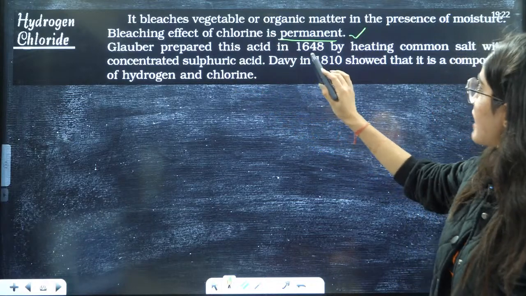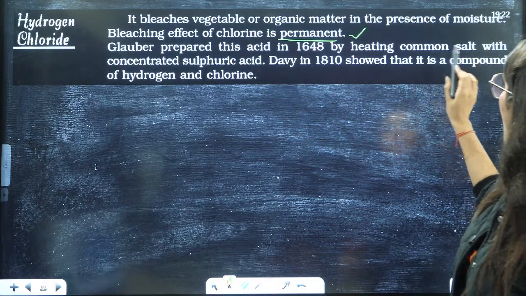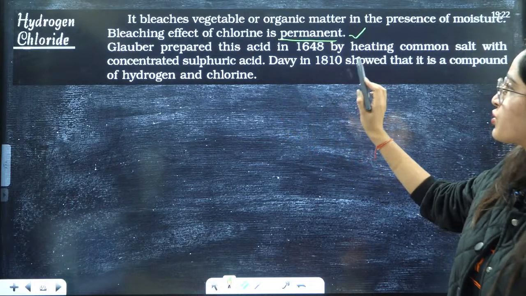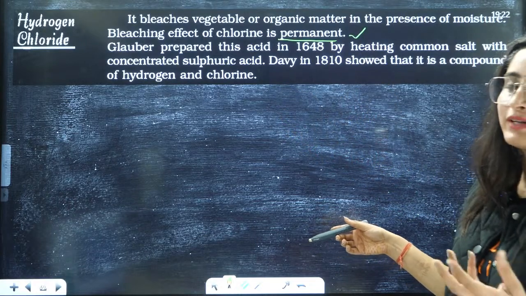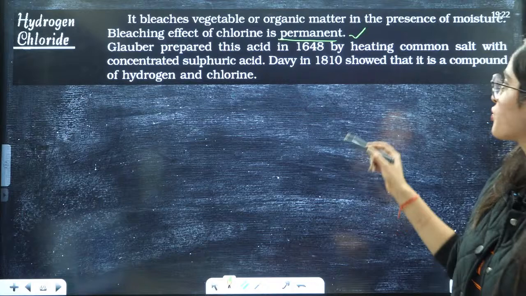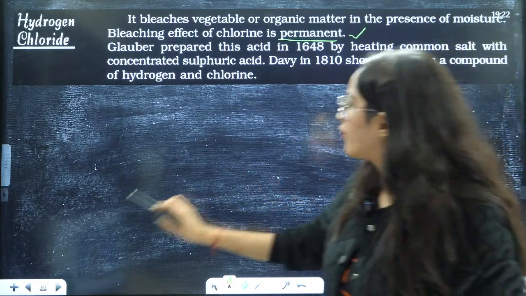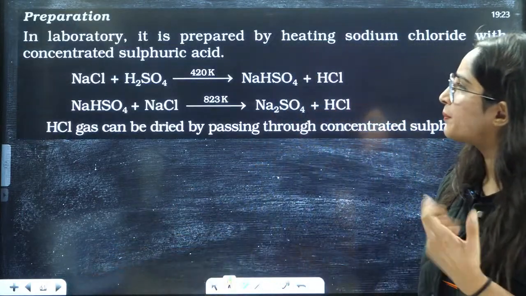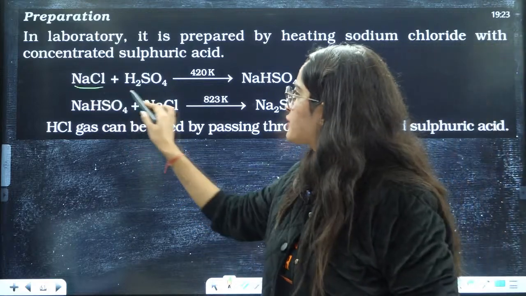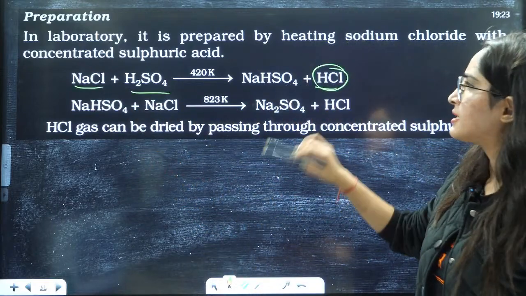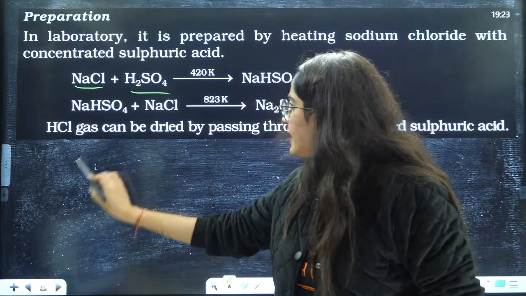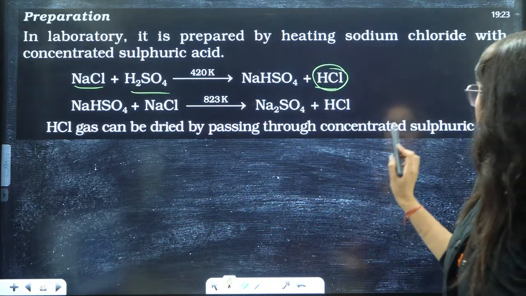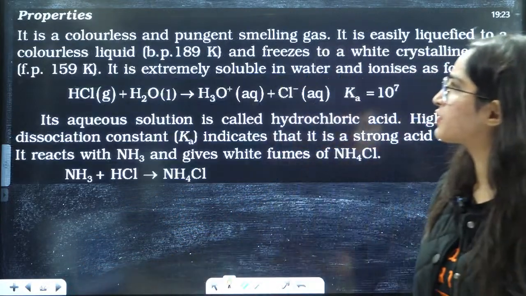Glauber's acid is prepared by heating common salt, NaCl, with concentrated H2SO4. It is a compound of hydrogen and chlorine. Once prepared with NaCl and H2SO4, it can be passed directly through concentrated sulfuric acid. This is the preparation we are talking about.